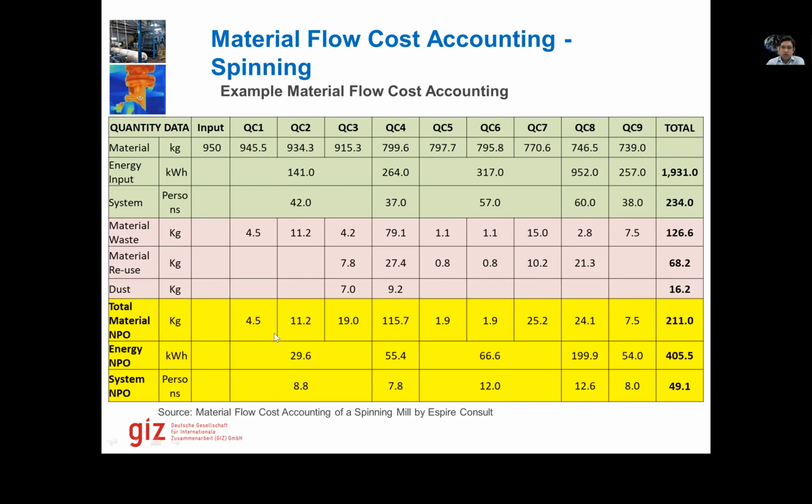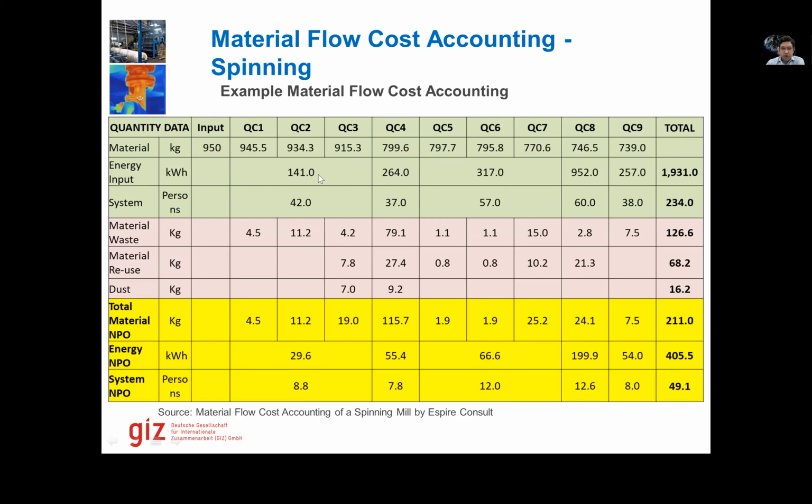So this is similar to what you did for the energy last time. Here we are also combining the wastes as well as outputs. For example, these green areas are inputs. So we have material, 950 kilograms going in as one batch, and then out of each quantity center we have this amount of kilograms coming out. So 950 go in and 739 came out of quantity center 9 in terms of kilograms.